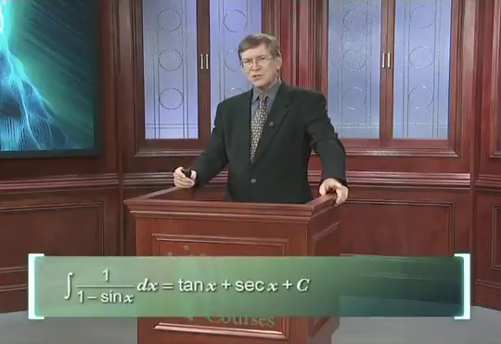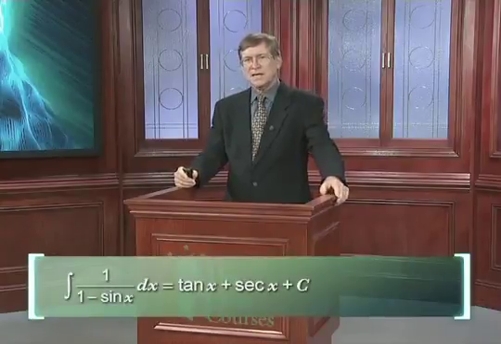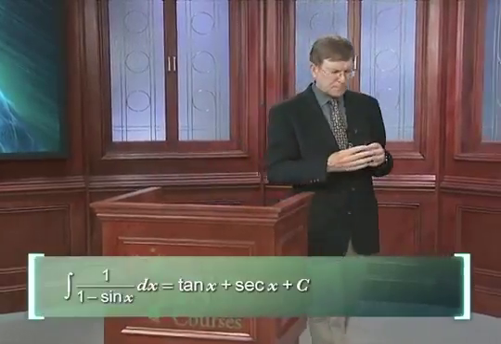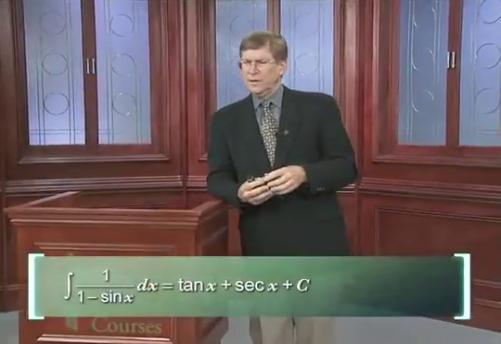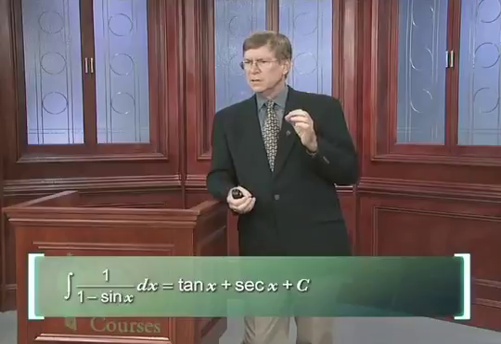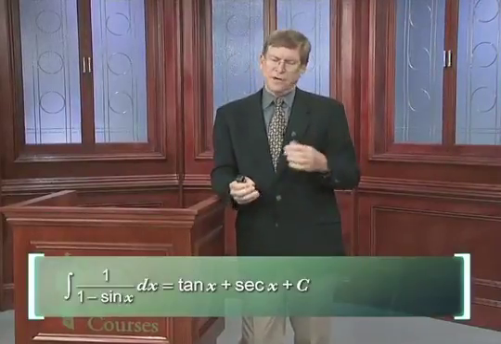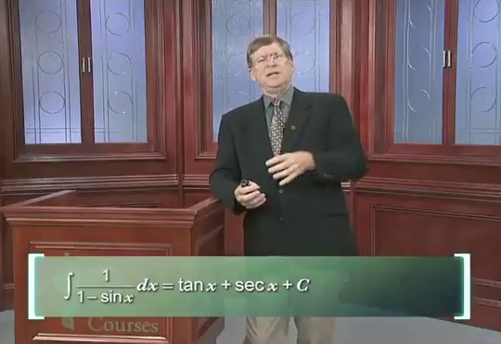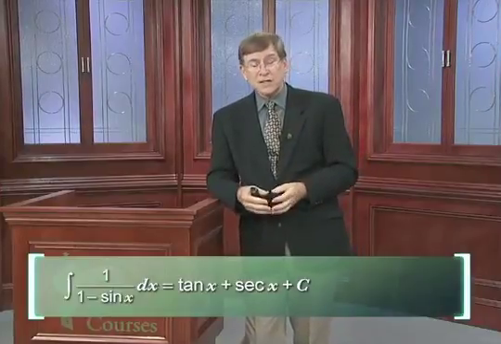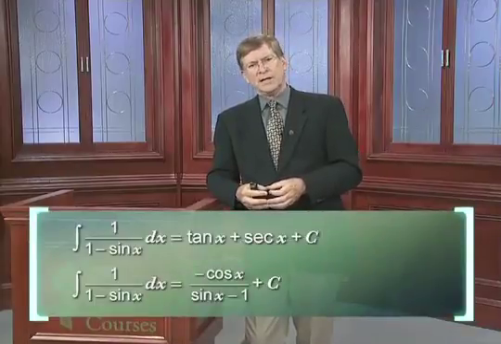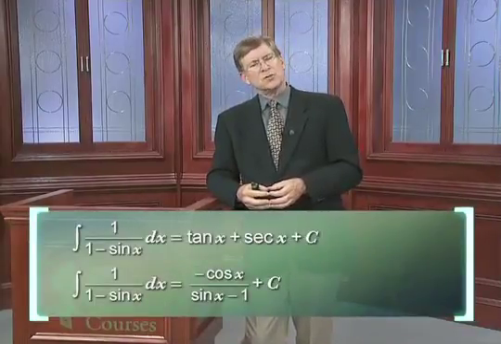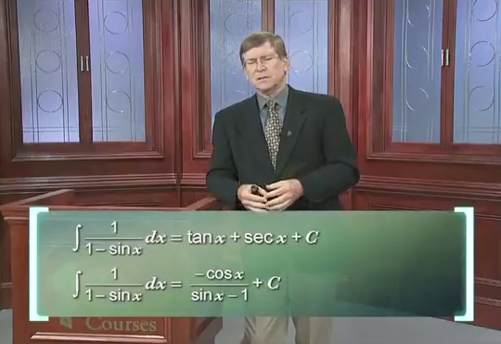Let me say a little bit more about this example. The answer we got was tangent x plus secant x plus a constant. Well, I own a fancy calculator that can do integrals. It can find antiderivatives for lots of functions. Not every function, but for lots. So I put it into my calculator, and I got a different answer. Gulp. I got the answer minus cosine x over sine x minus 1 plus a constant.